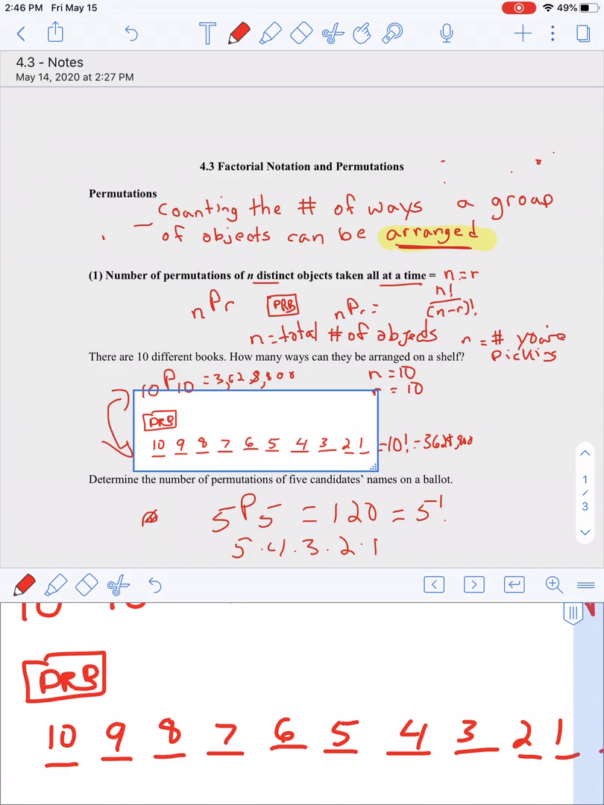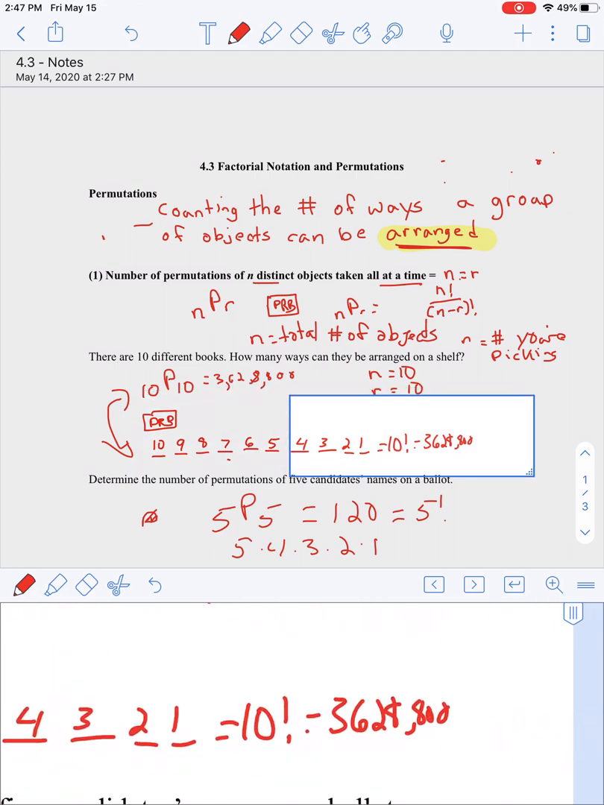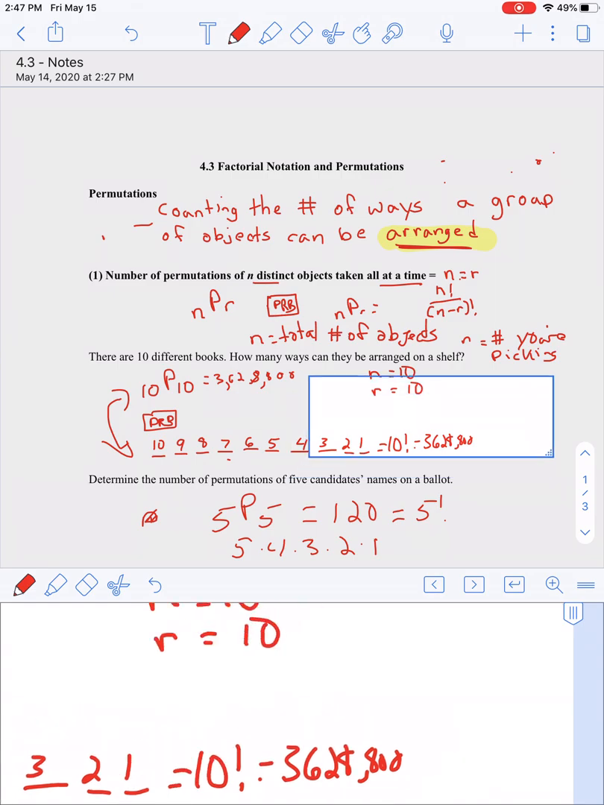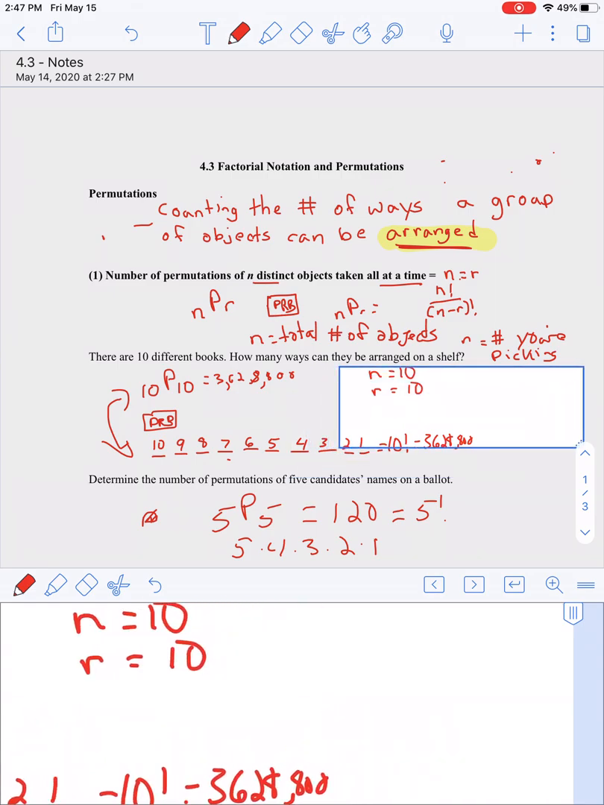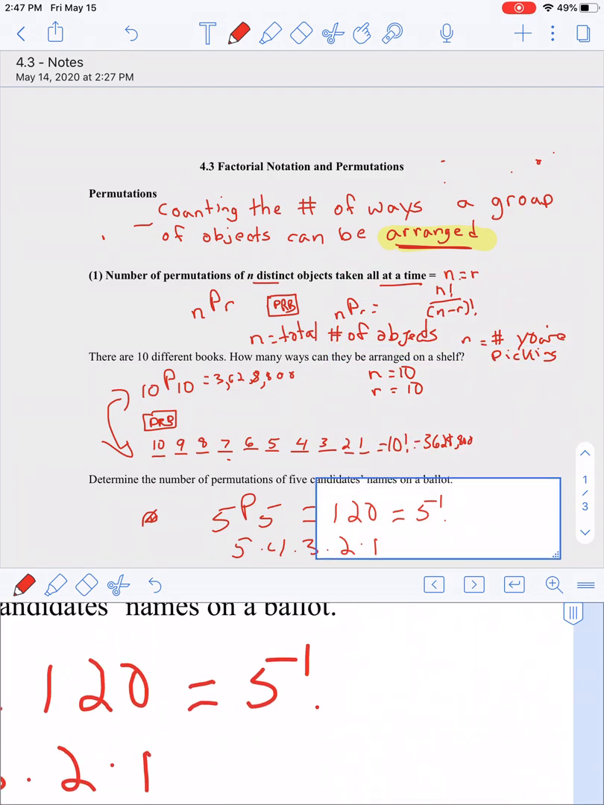Or another way you can do it is you can use the fundamental theorem of counting, like we did the other day. Down here I made 10 dashes, 1, 2, 3, 4, 5, 6, 7, 8, 9, 10. And then you just count out, well, I have 10 choices for my first book, 9 for my second, 8, 7, 6, 5, 4, 3, 2, 1, which is 10 factorial, which is also 3,628,800.